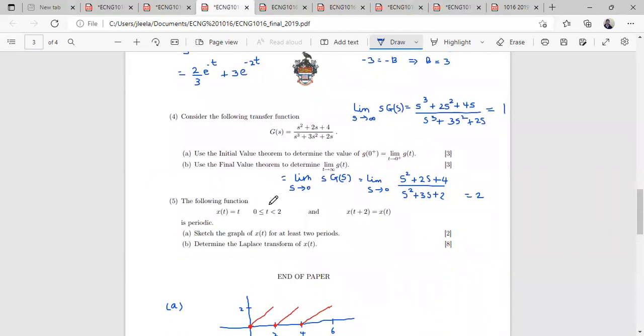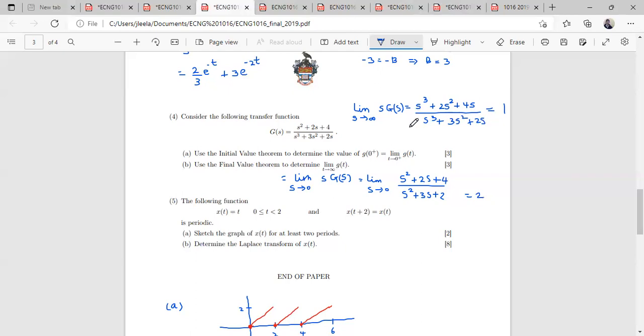Consider the following transfer function. G(s) is s squared plus 2s plus 4 over s cubed plus 3s squared plus 2s. And we have to use the initial value theorem to determine the limit as t approaches 0 of g(t), which is just the limit as s approaches infinity of sG(s), right? So you'll have to multiply this here by s. So you'll get s cubed plus 2s squared plus 4s over s cubed plus 3s squared plus 2s.